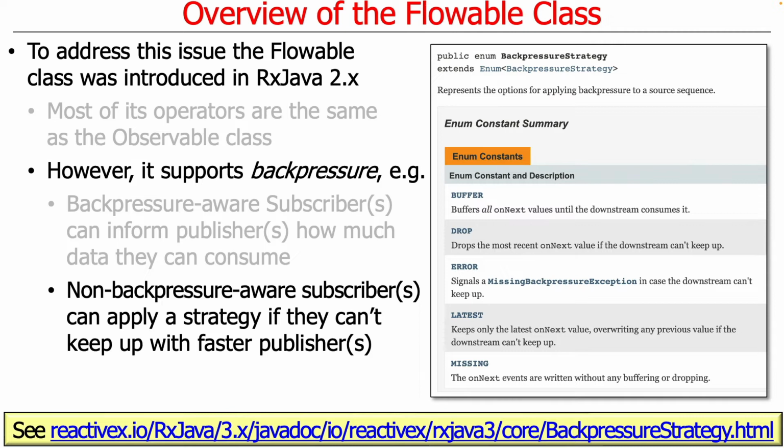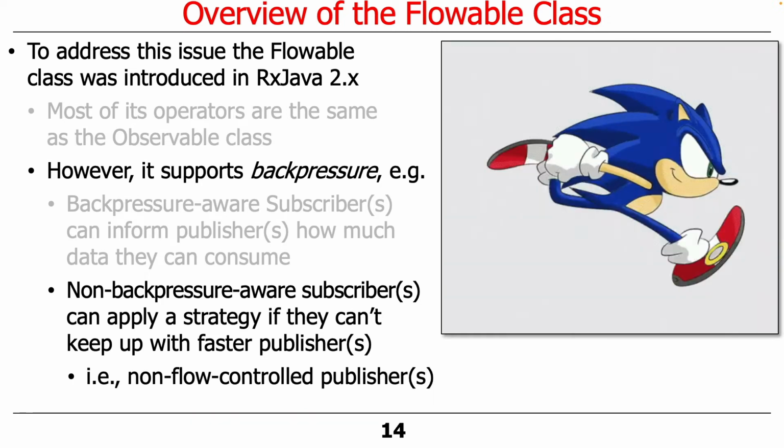Non-back pressure aware subscribers can also apply a strategy that will be enforced if they can't keep up with faster publishers. And this strategy, as we'll see, has a bunch of different characteristics. You can buffer everything, you can drop things, you can generate an exception, you can only keep the latest version of something, and then you can also just let it do whatever it does without enforcing anything in particular, and just see where the pieces will fall together or not.